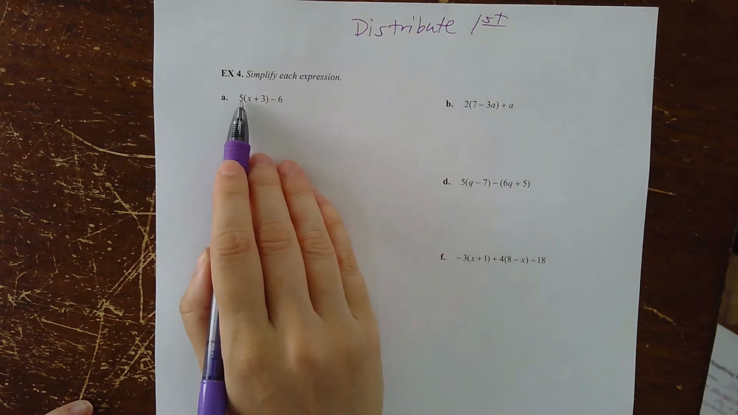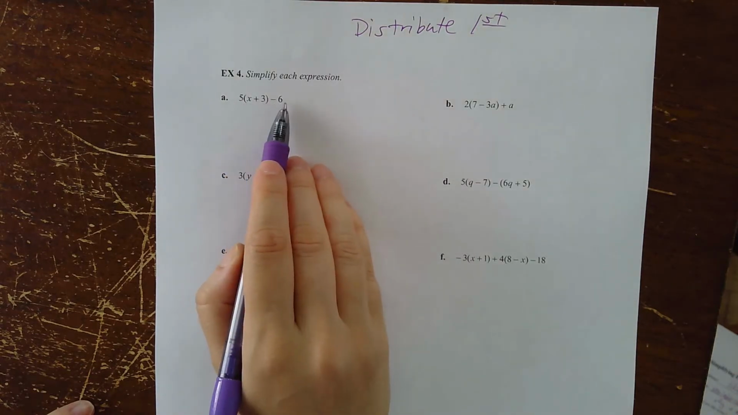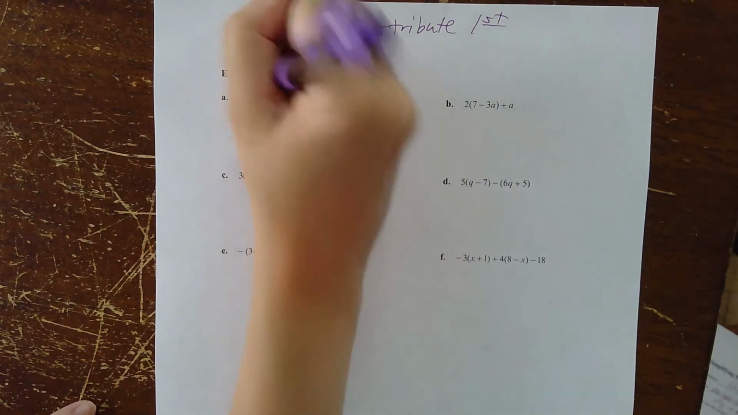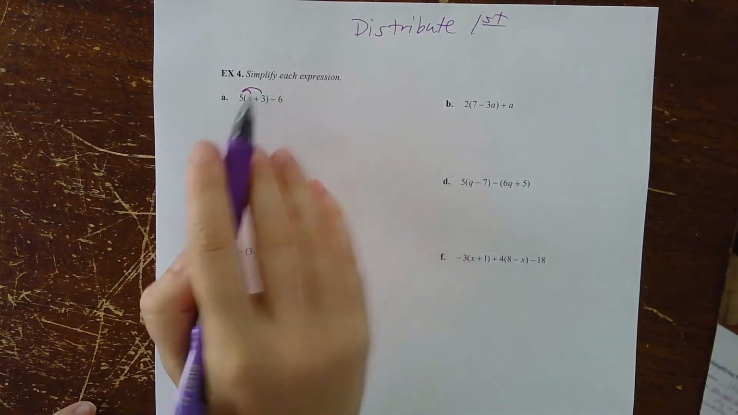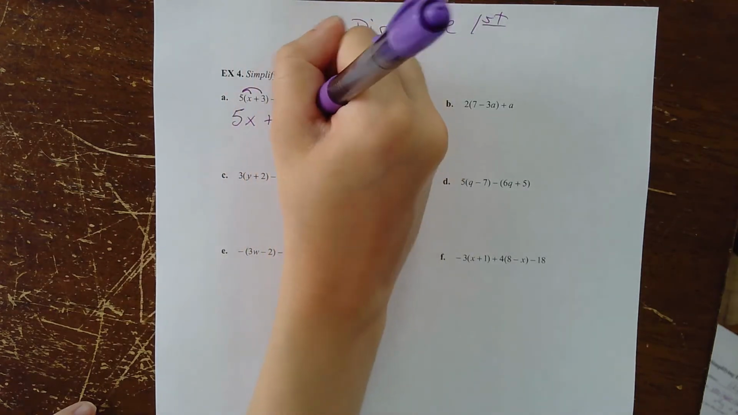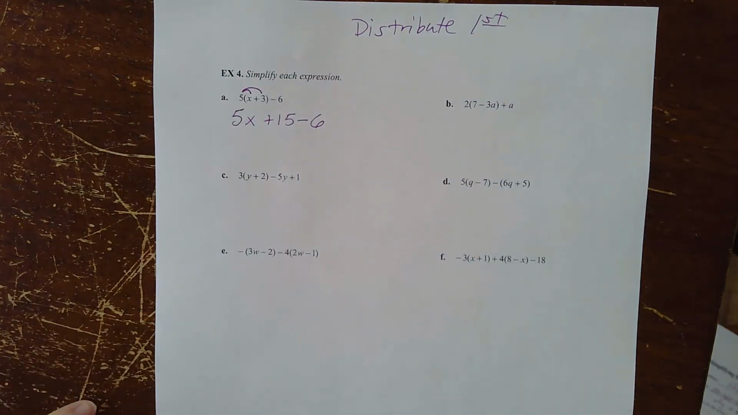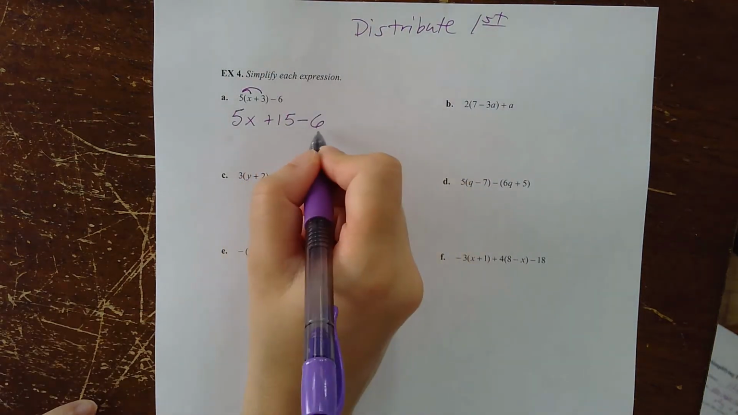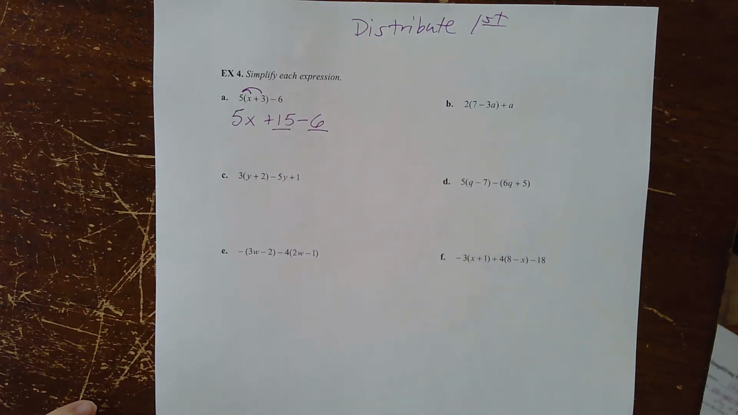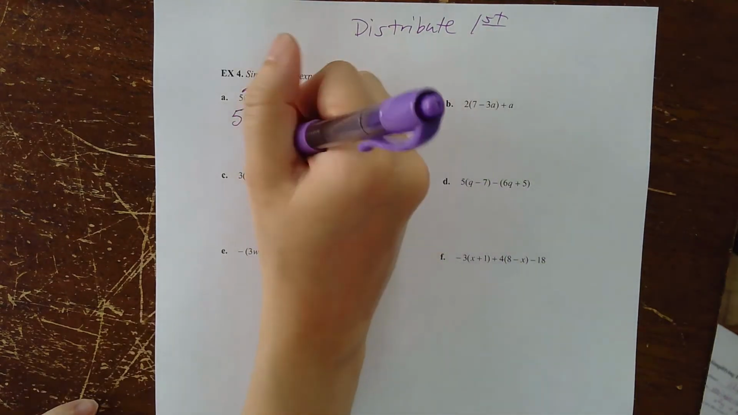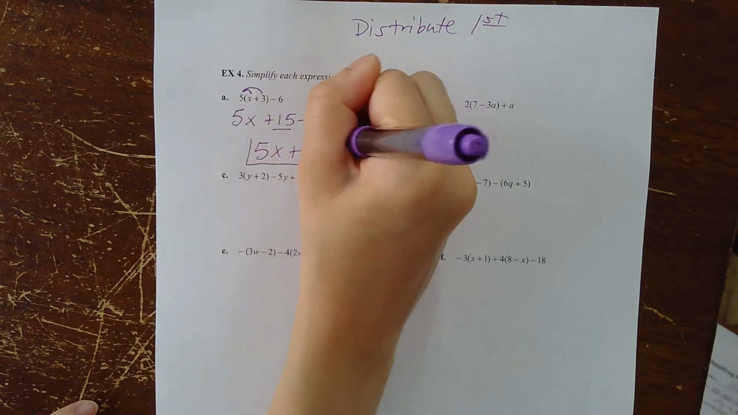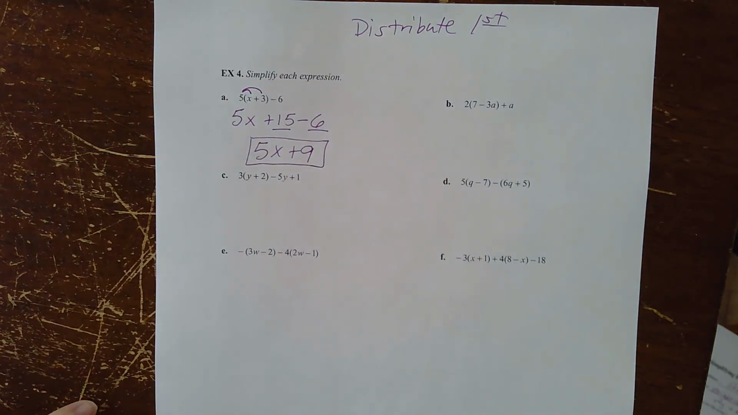In my first one, I have 5 times (x plus 3) minus 6. I'm going to distribute first. The 5 only distributes to the x and the plus 3. So that would be 5x plus 15. And then I'm going to bring down the minus 6. Now that I've distributed, I can combine like terms. So my like terms are 15 and minus 6. And 15 minus 6 is 9. So I have 5x plus 9 would be my simplified answer. Okay, let's try another one.